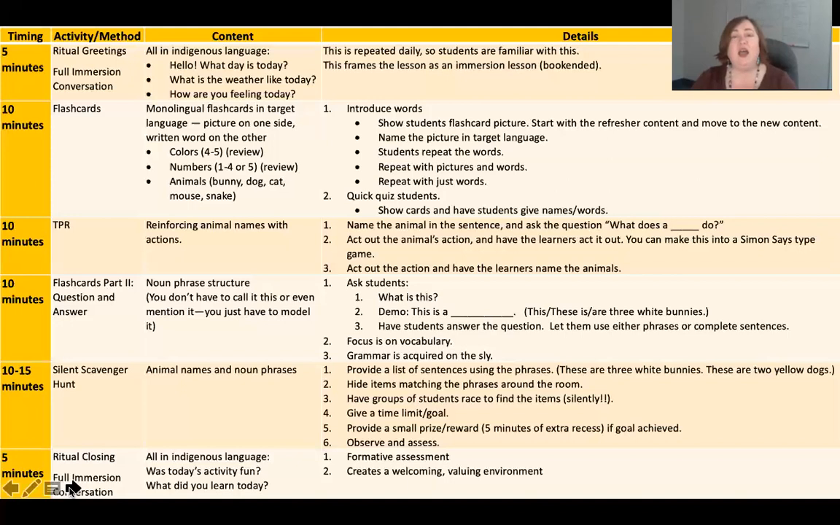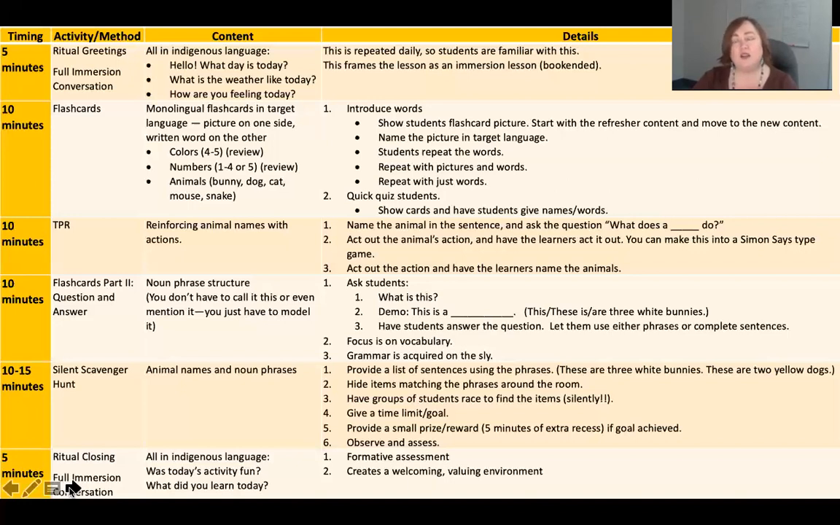And then eventually what you want to do is move into using phrases. So we've gone from just being able to say, this is a bunny, or point to this is a bunny, or answer the question, is this a bunny, and say yes or no. Now what we're doing is putting those in other phrases.